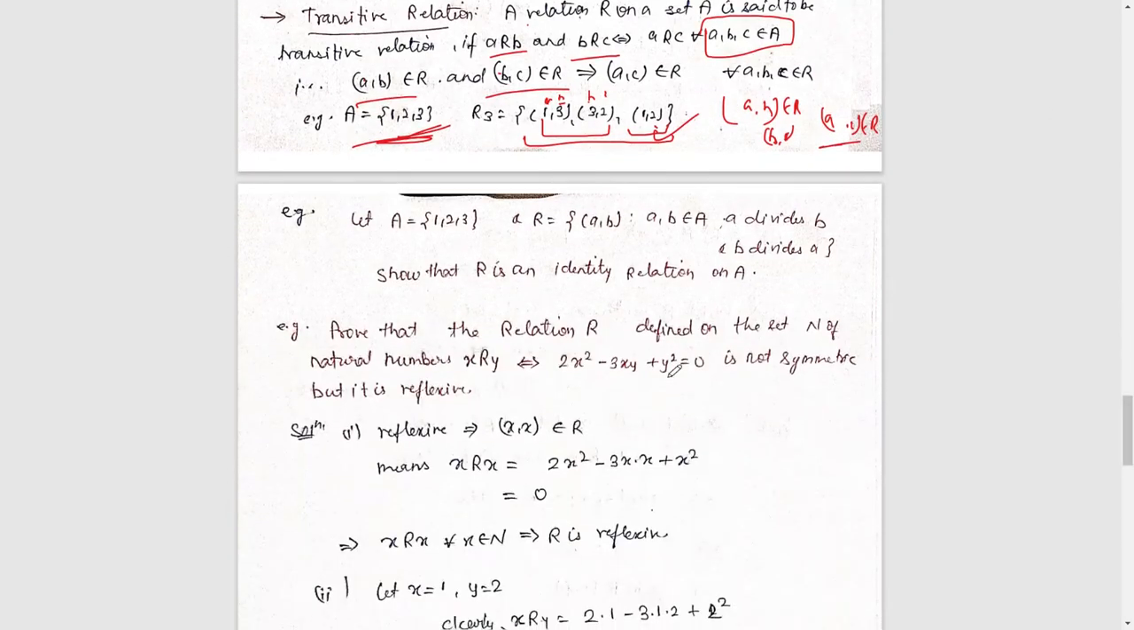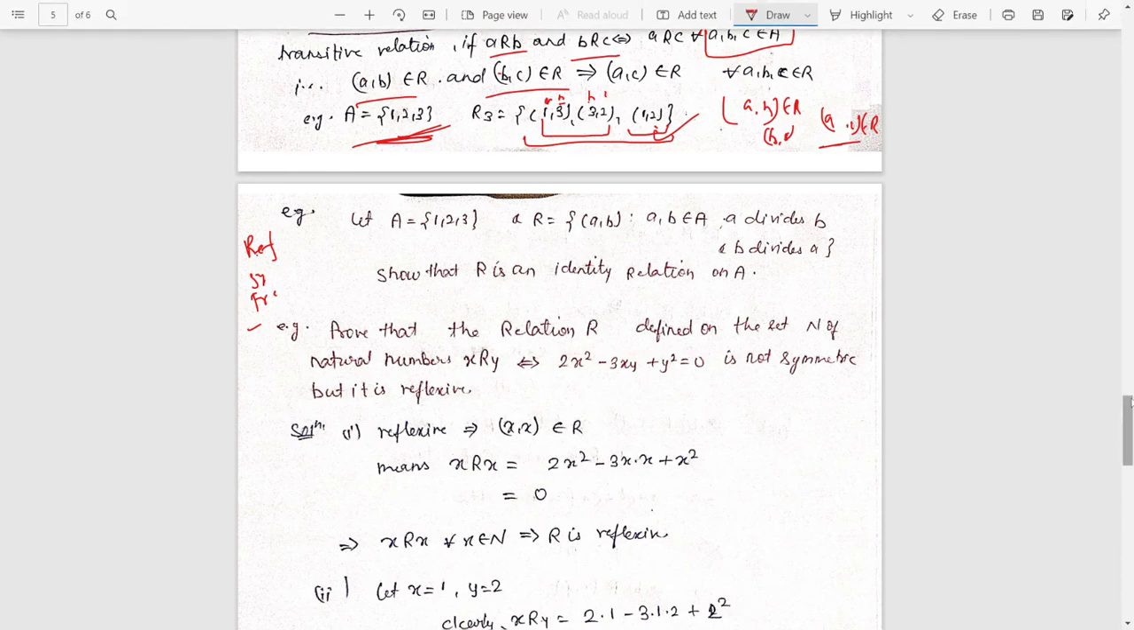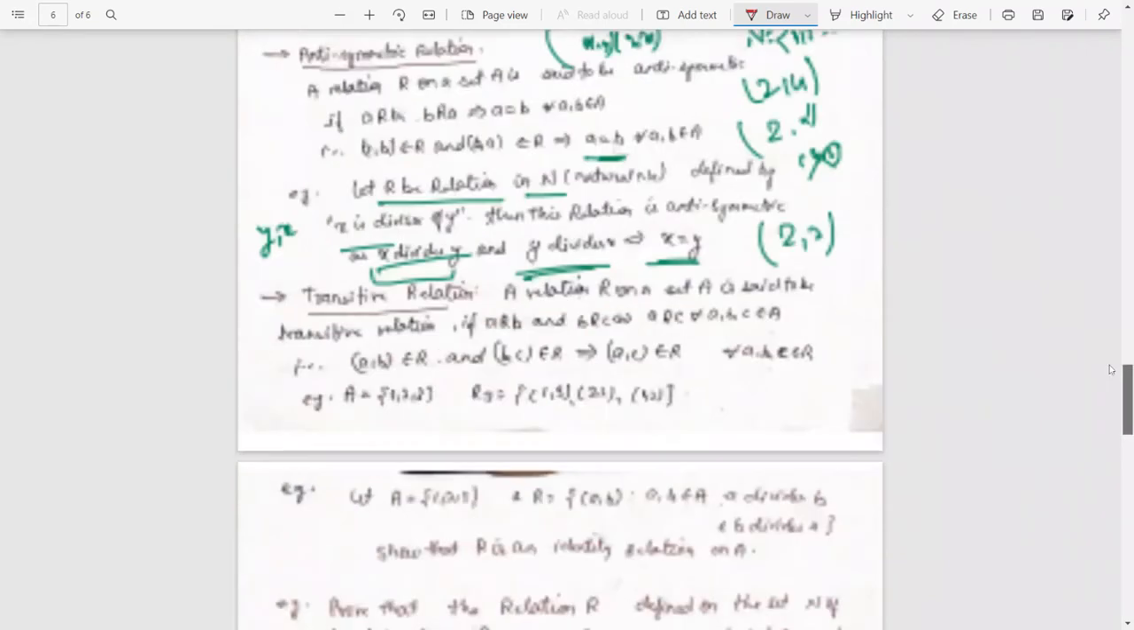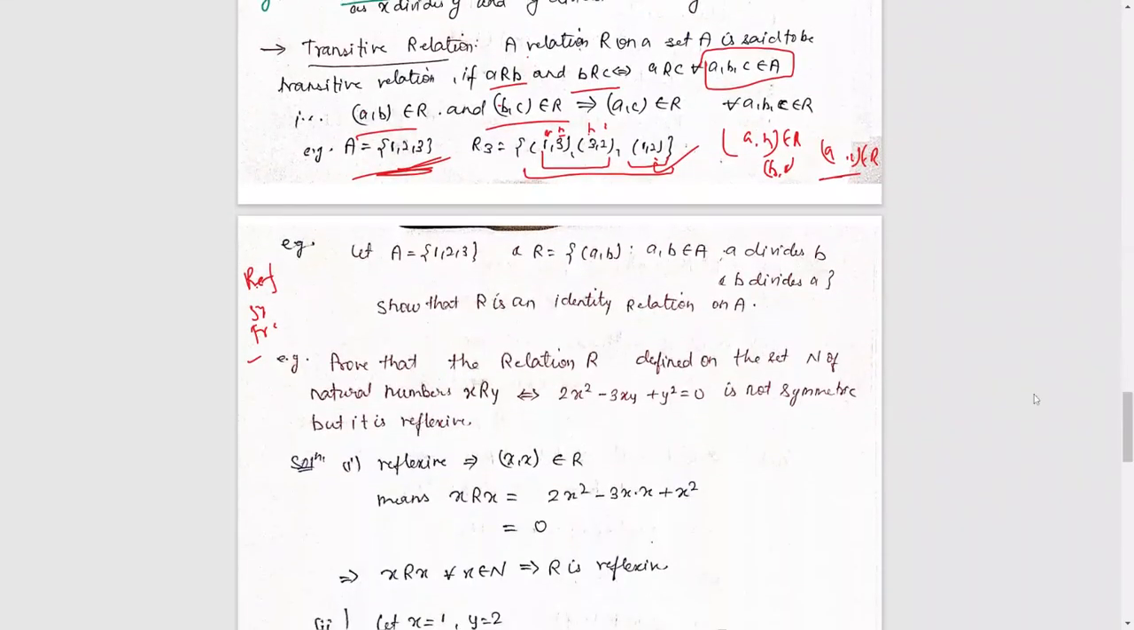There are some other examples also. We have now discussed reflexive, symmetric, transitive, and antisymmetric. If a set of three relations together are reflexive, symmetric, and transitive, then those are called an equivalence relation. A relation R on a set A is said to be an equivalence relation when R is reflexive, symmetric, and transitive. So if you find any relation which is reflexive, symmetric, and transitive, that relation will be termed an equivalence relation. Now let's discuss a particular question on that.